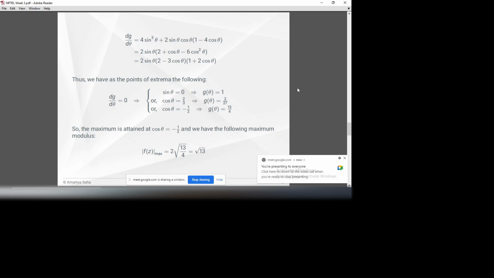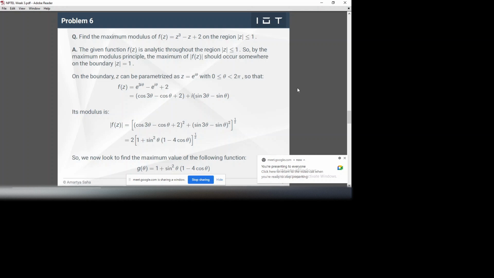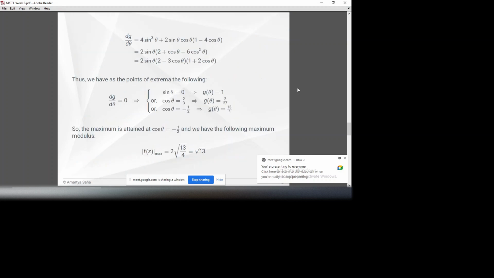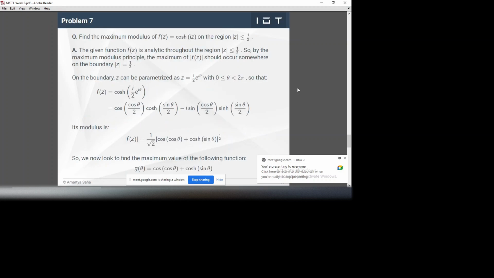Yeah, that's that. Then I'm going to the last problem of this session, and that will again be a maximum modulus problem. So let us begin. Find the maximum modulus of f(z) equal to cosh(iz) in the region mod z less than or equal to half.